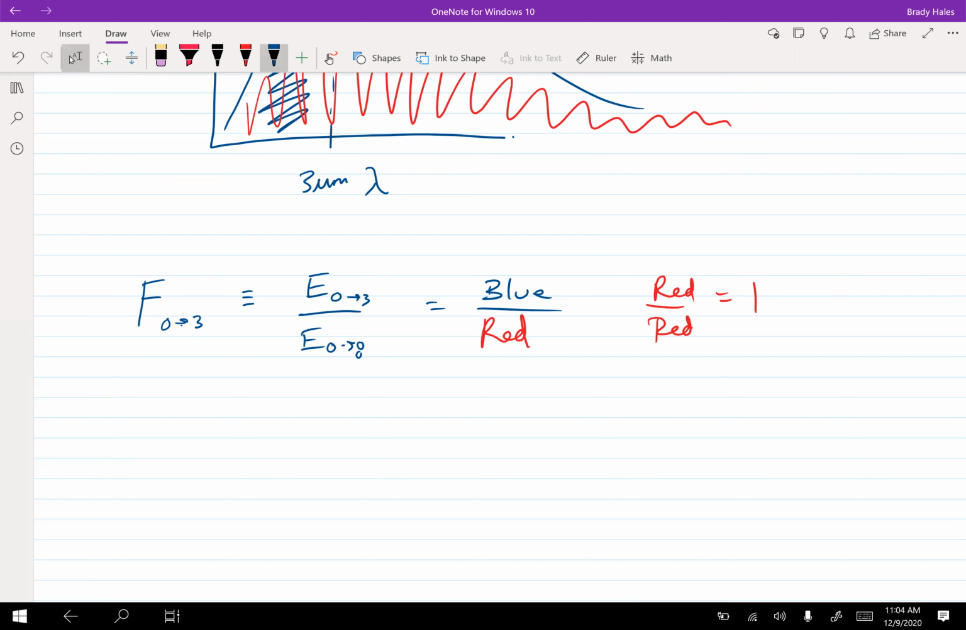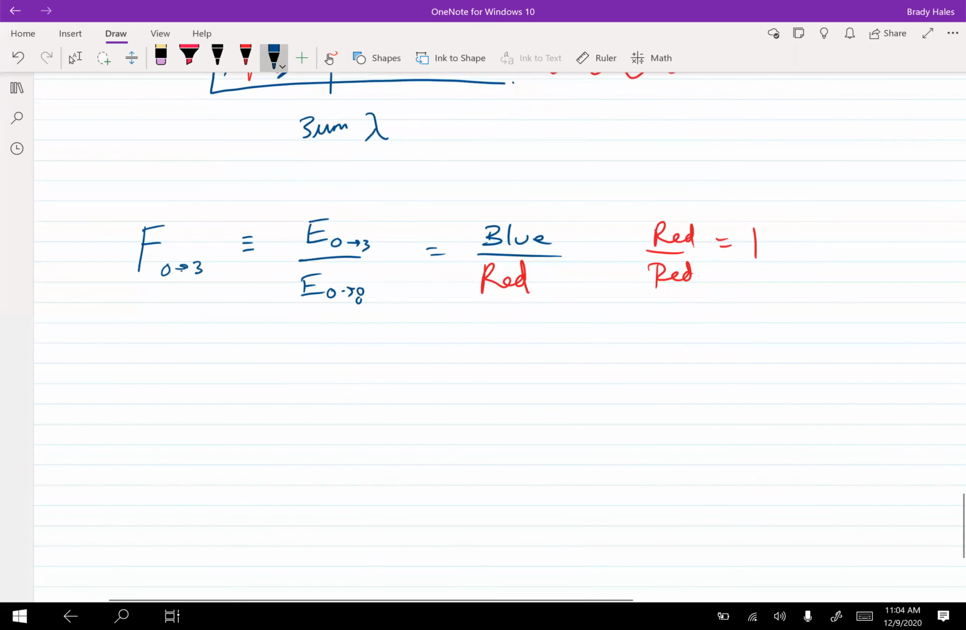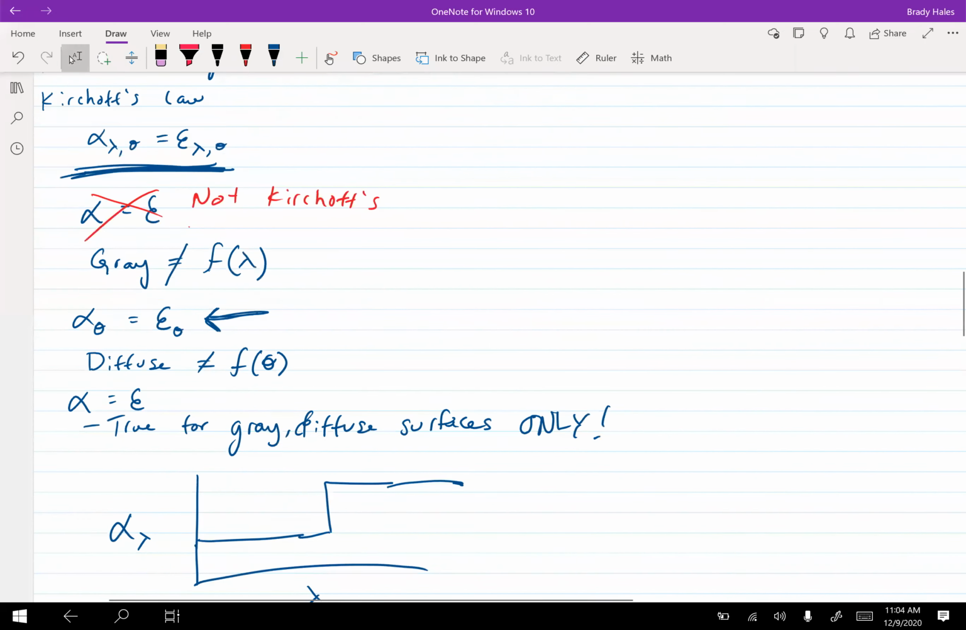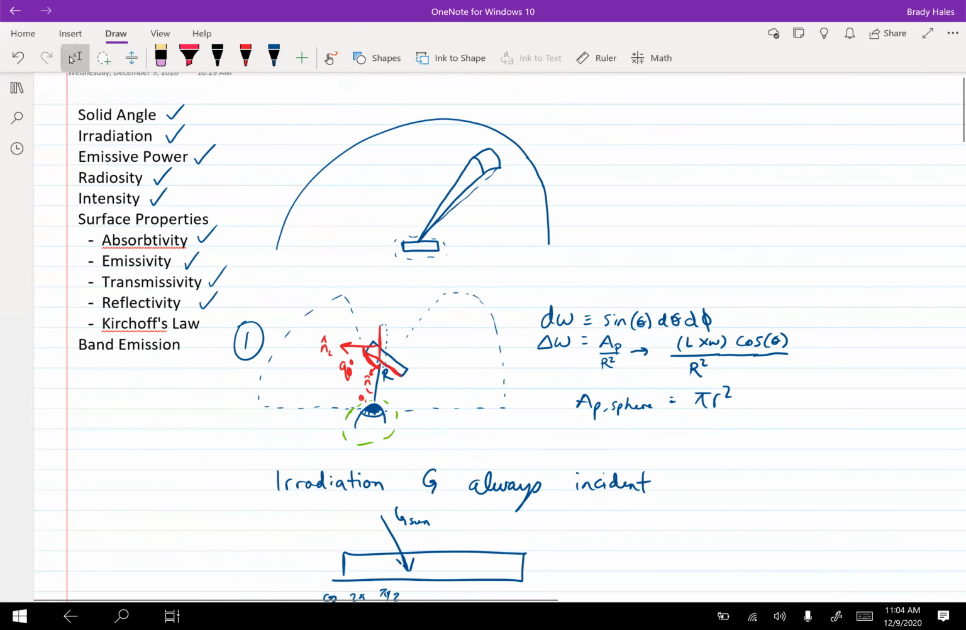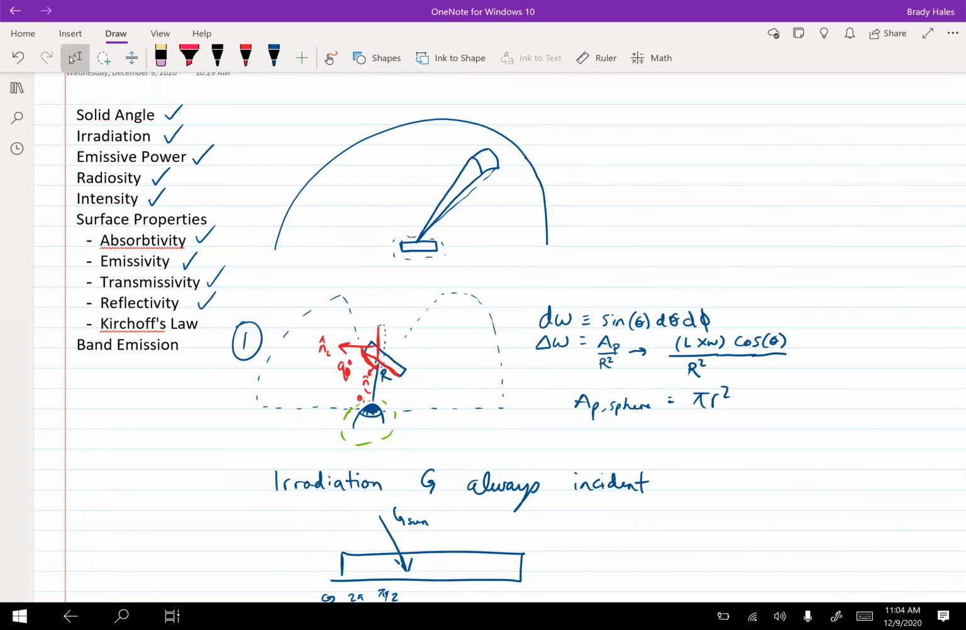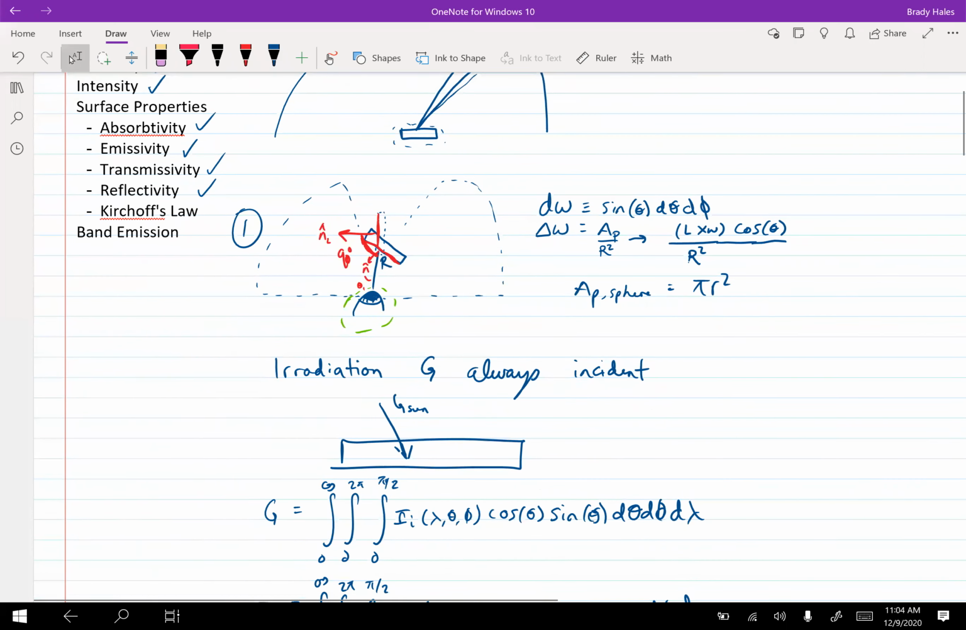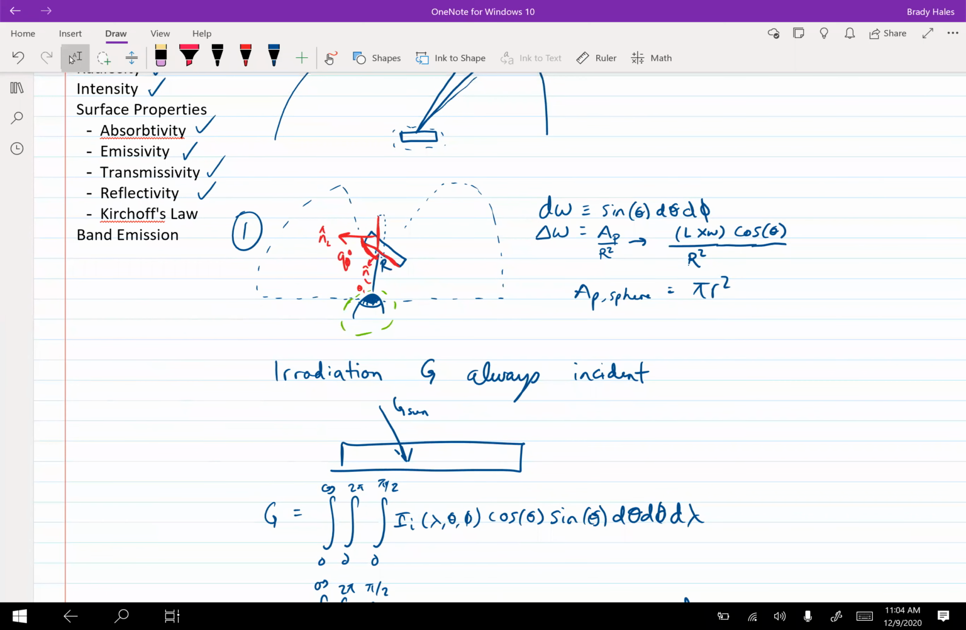Okay, so this is really important for non-gray surfaces when we're calculating surface properties such as emissivity and absorptivity. Okay, so I think those are the major concepts, right? So again, we have solid angle. It's just an area taken up over the hemisphere that your eye would see. G is an incident. So radiation is a broad term, right?